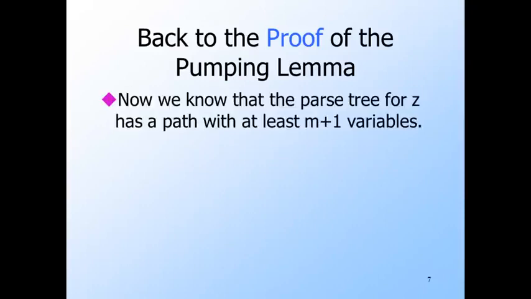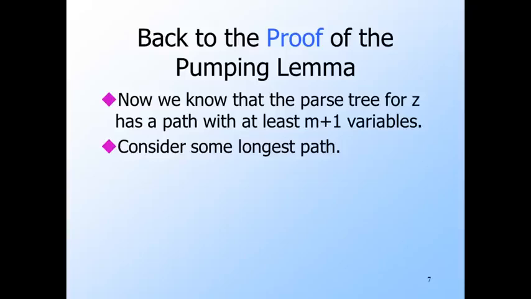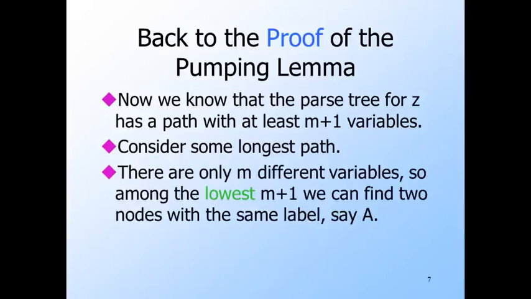We just proved that z's parse tree has a path of length at least n plus 2. Only the last node in any path can be labeled by a terminal, so there are at least n plus 1 nodes with variables along this path. Let's focus on one of the longest paths in the parse tree for z. Surely there are at least n plus 1 variables along this longest path. Remember that m is the number of variables of the grammar, so along this path there are two nodes labeled by the same variable. Call it A.